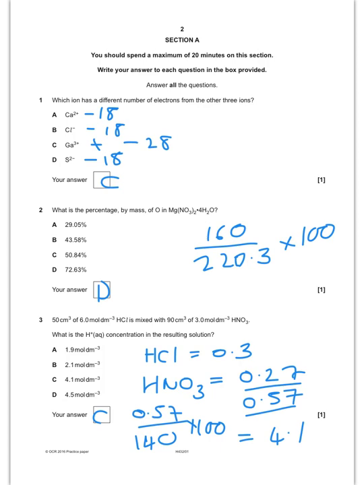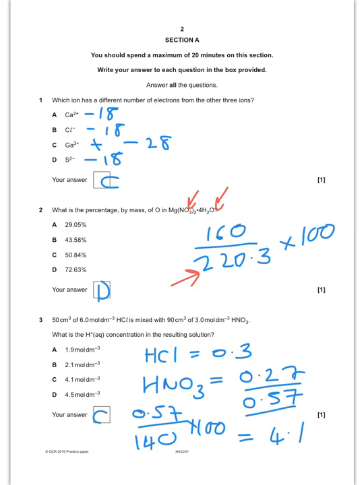What is the percentage by mass of oxygen in magnesium nitrate .4H2O? Okay, so you need to include your 4H2O there in your molar mass. Divide it by 160, remembering of course that you have got 6 oxygens there and 4 oxygens there. So 10 times 16 gives you 160. Multiply that by 100% and you will get D.